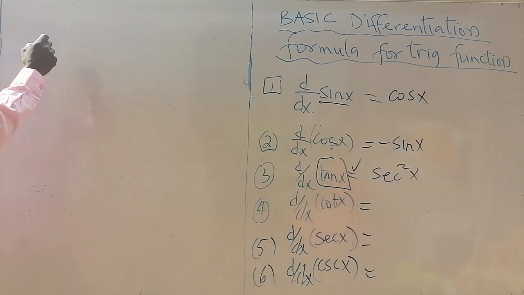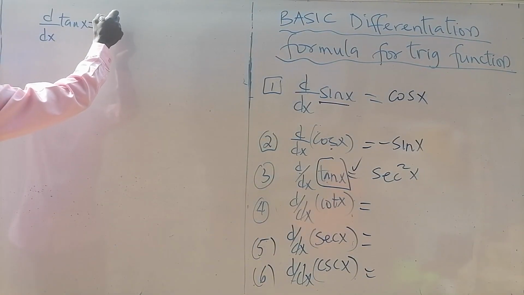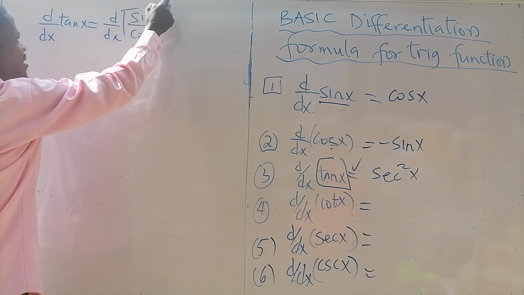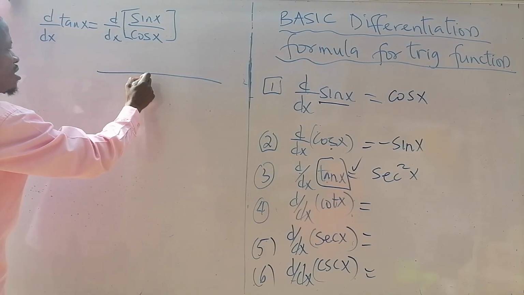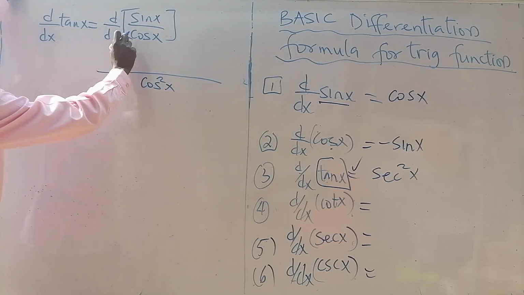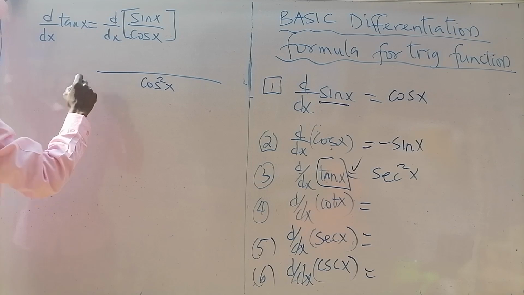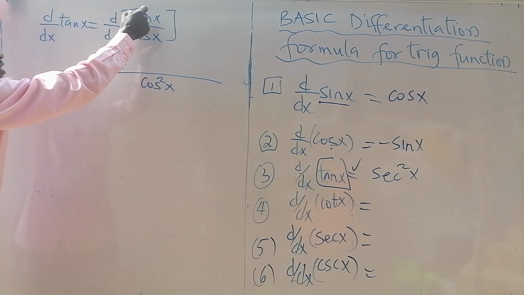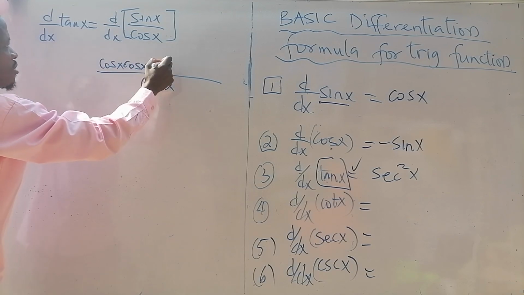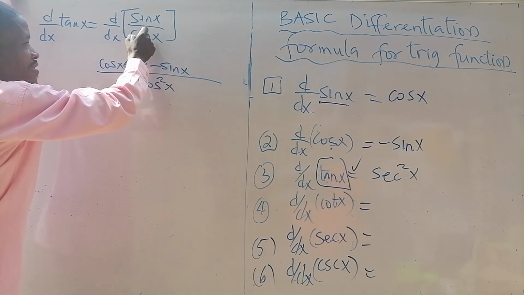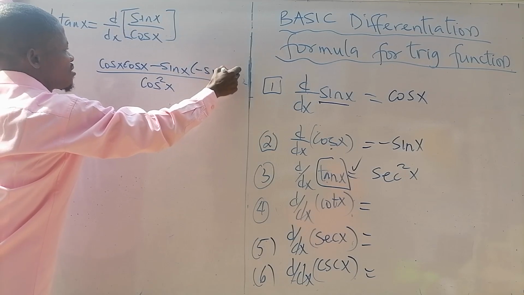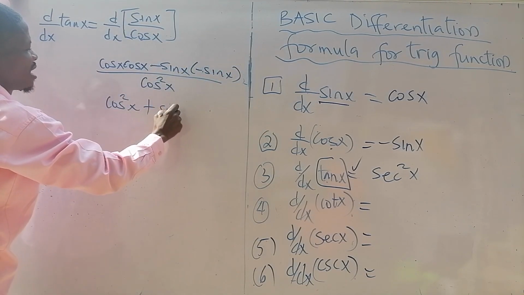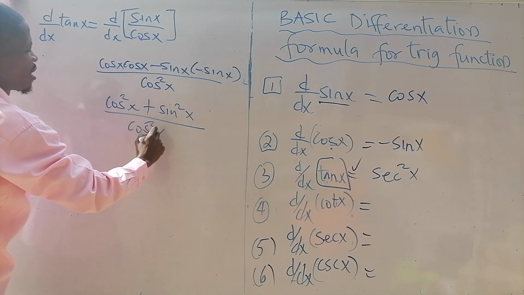The derivative of tan x will be d/dx of sine x over cos x. And this calls for the quotient rule. That will be cos square x, the square of the denominator, and then the denominator times the derivative of the numerator, which is cos x, minus the numerator times the derivative of the denominator, minus sine x. That will give us cos square x minus minus, that's plus sine square x, all over cos square x.